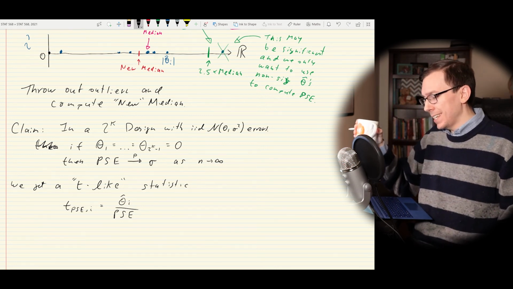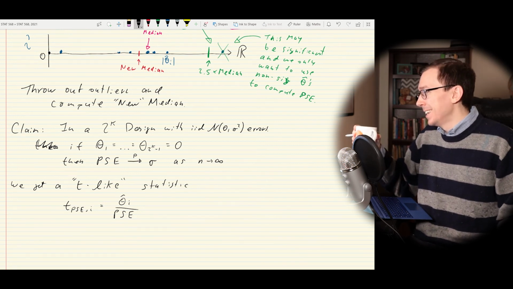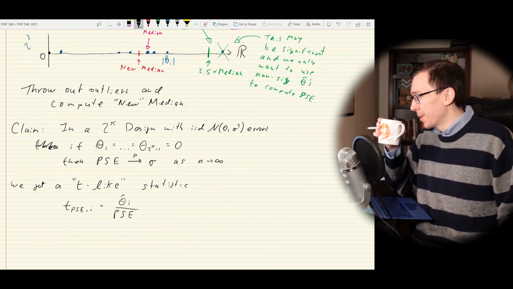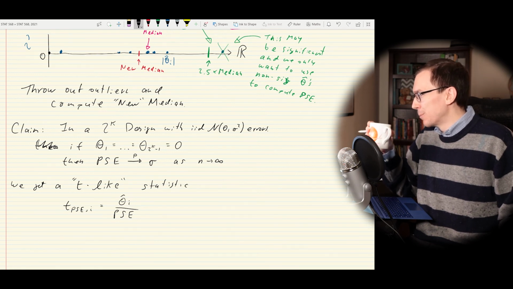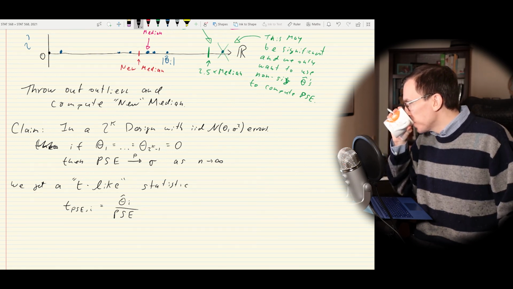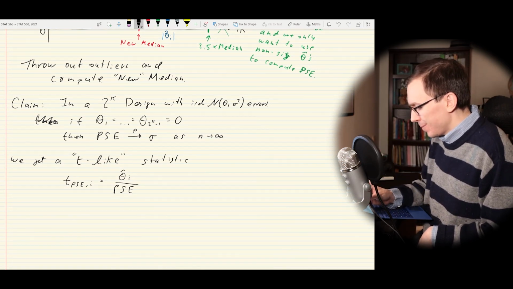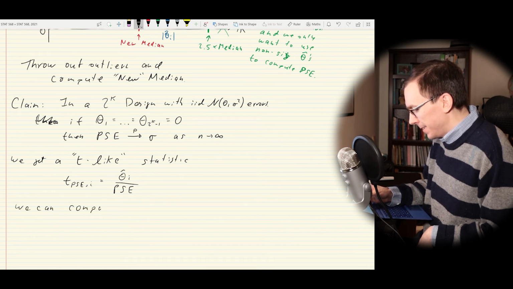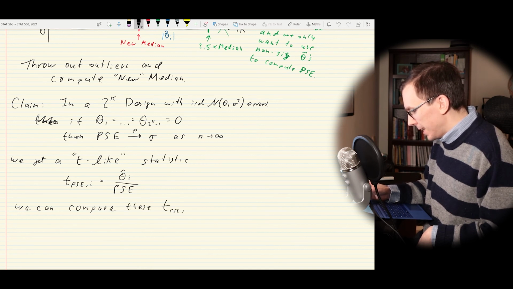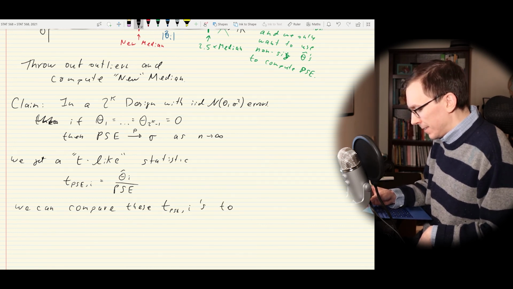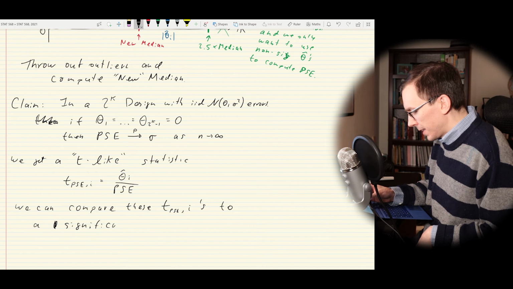So then the question is, is this significant or not? Well, we're not going to use a T distribution. We're going to use something a little more complicated. And the idea is that we can compare these T_PSE,i's to a significance threshold.